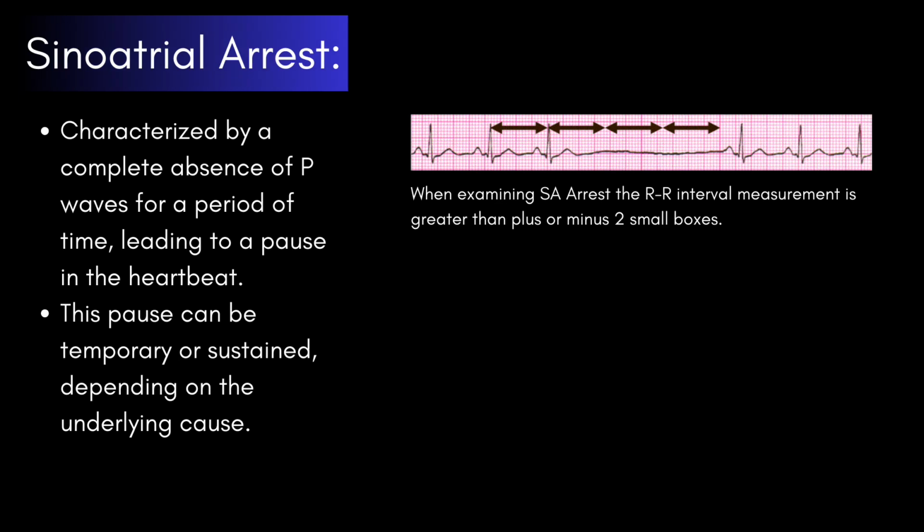Let's take a look at sinoatrial arrest. It is characterized by a complete absence of P waves for a period of time, leading to a pause in the heartbeat. This pause can be temporary or sustained, depending on the underlying cause. As seen on the sample ECG to the right, we have to remember that when examining sinoatrial arrest, the RR interval measurement is greater than plus or minus two small boxes.